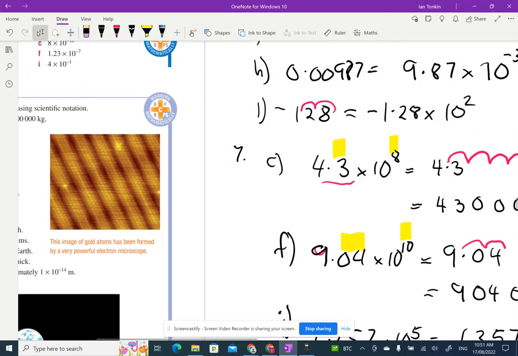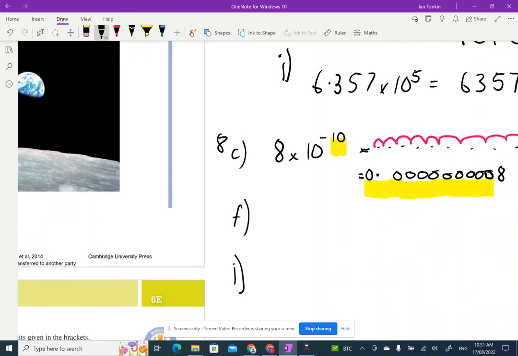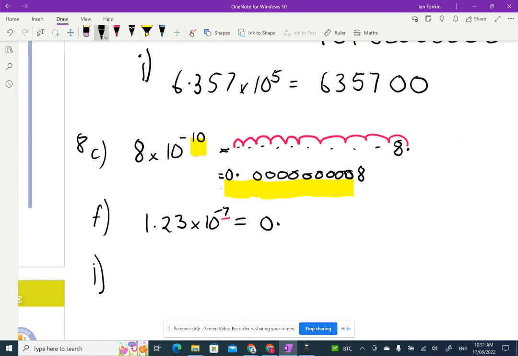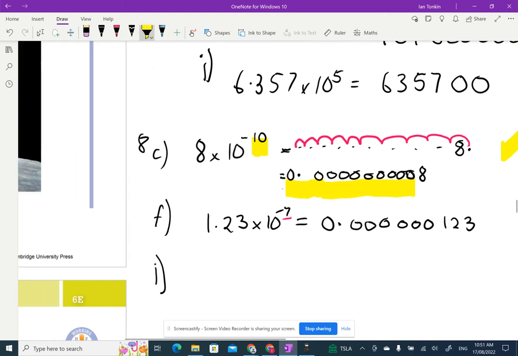1.23 times 10 to the negative 7. So that means I've got to have 7 zeros. So I'm going to write my first one, the decimal point, another 6, 1, 2, 3, 4, 5, 6, then my digits. And it's that simple. You could go and do like we did here, but it's so much easier just to go, 7 zeros, as long as I include the one before the decimal point.